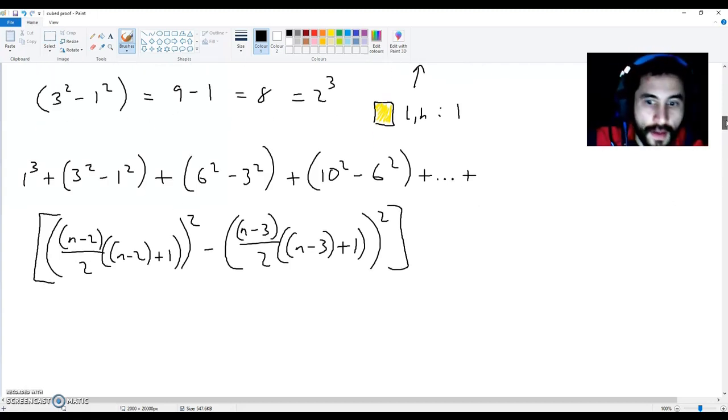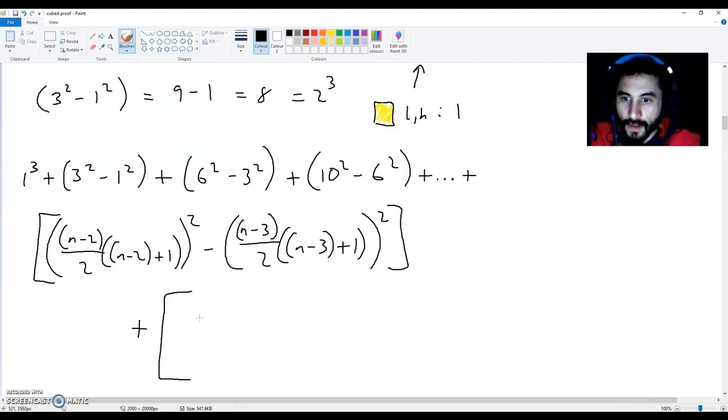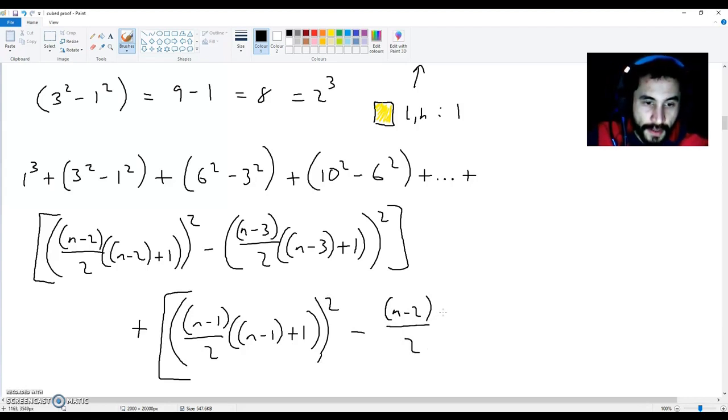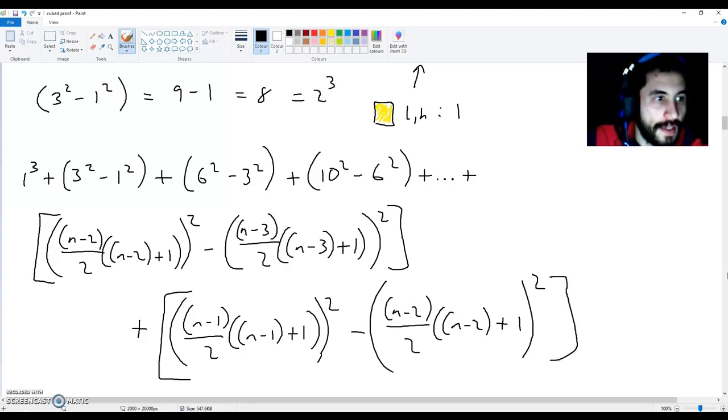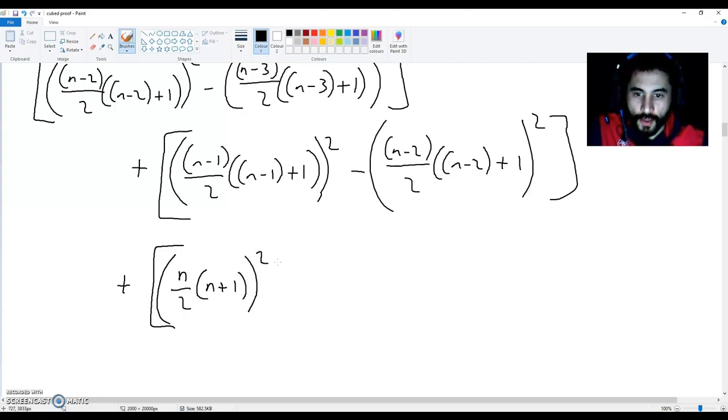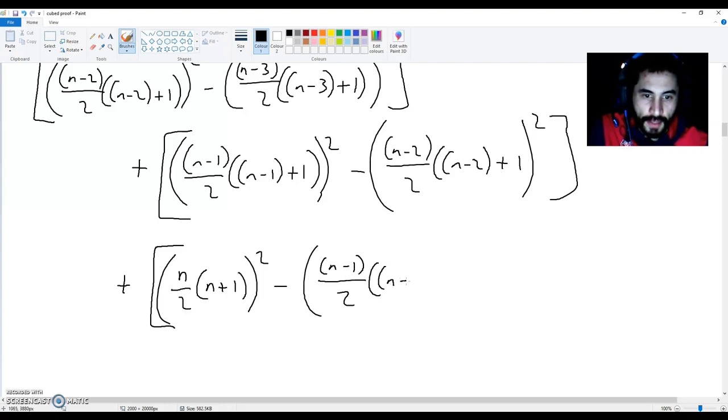plus n minus 1 divided by 2 multiplied by n minus 1 plus 1, squared, minus n minus 2 divided by 2 multiplied by n minus 2 plus 1, squared, and then plus n over 2 multiplied by n plus 1, squared, minus n minus 1 divided by 2 multiplied by n minus 1 plus 1, squared.